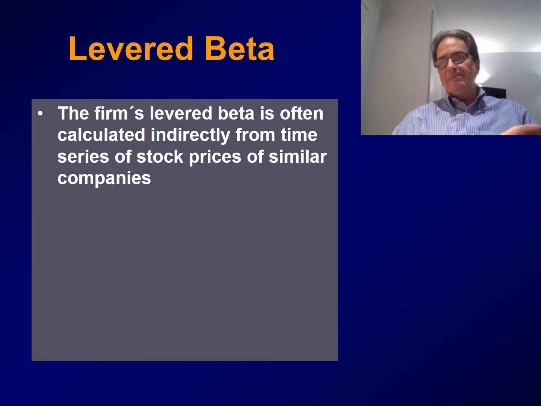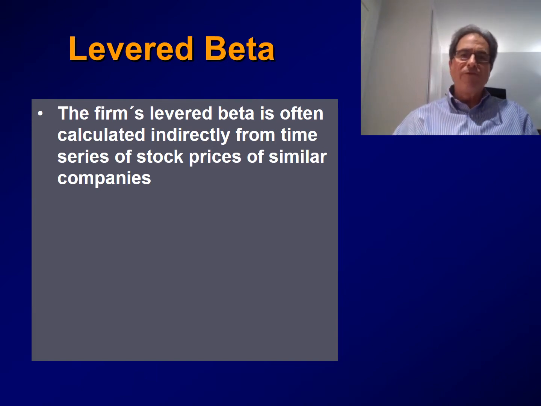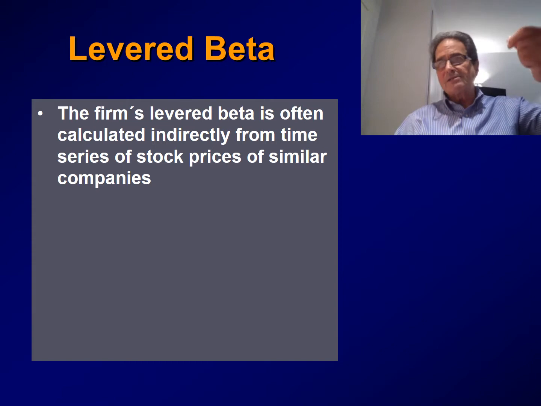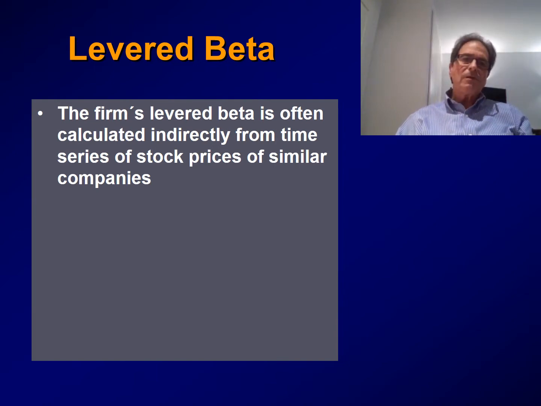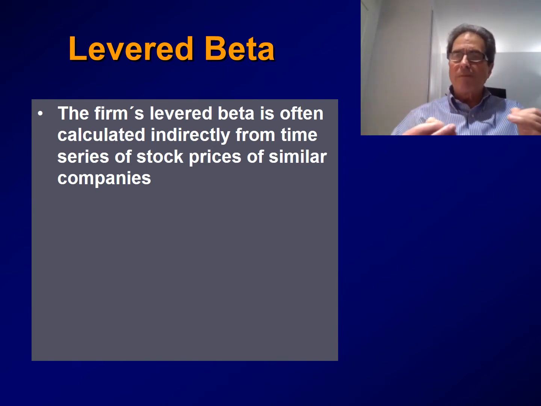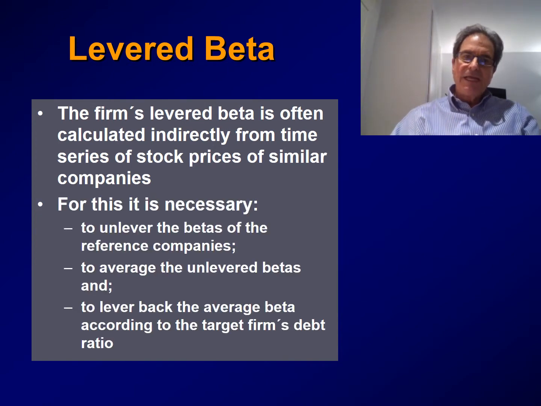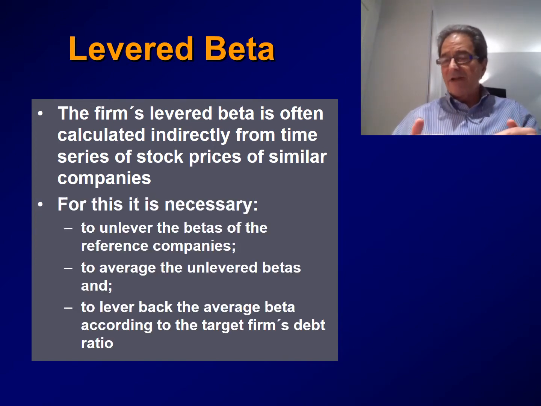We usually select a number of companies which we feel are similar to our company, and then what we do is that we take a series of prices of these companies, we calculate the corresponding returns, and then we regress these returns against an index. For instance, the Standard & Poor's 500. And this will yield the levered betas of each corresponding company. Given that each of these companies have different leverages, the only way to aggregate them is by unlevering these betas.